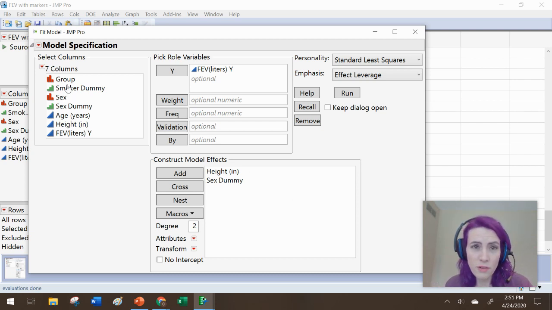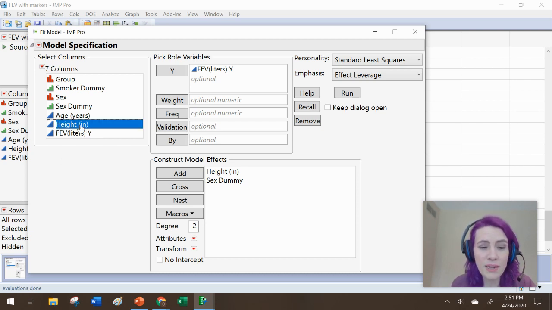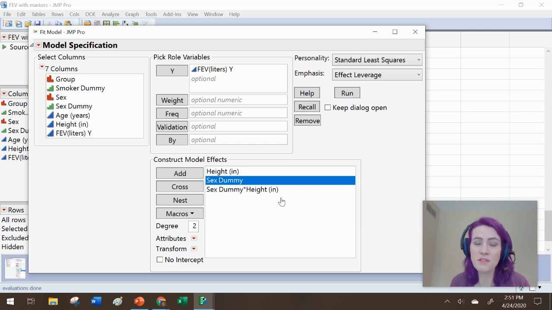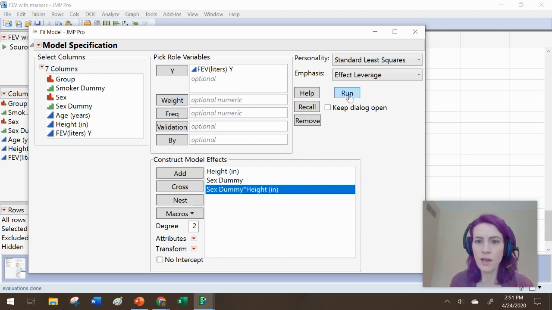So pick one of those things up on the top left and the opposite one down below. You want to have one of each. It doesn't matter who's picked on the left and who's down below, as long as they're both highlighted. So just arbitrarily, I'm going to pick height on the left and sex dummy on the right, and I'm going to press cross. So now we have those two things multiplied by each other, just like in our model, we said we wanted x1 times x2. So there it is. And then we can run.